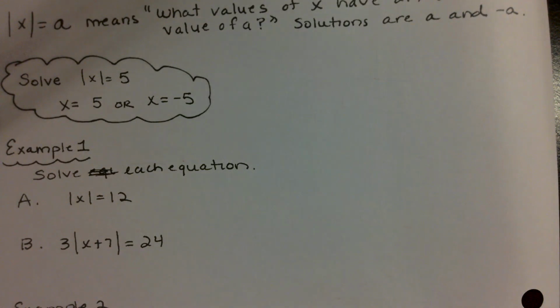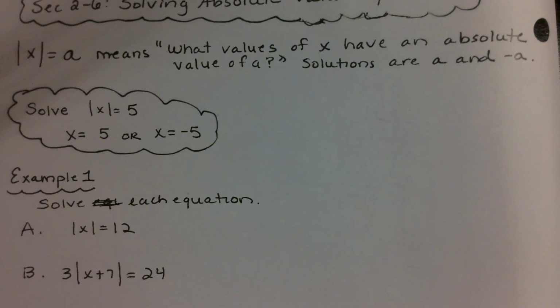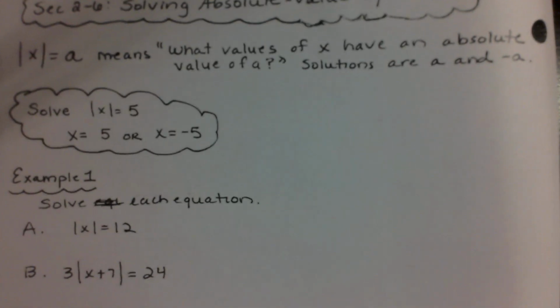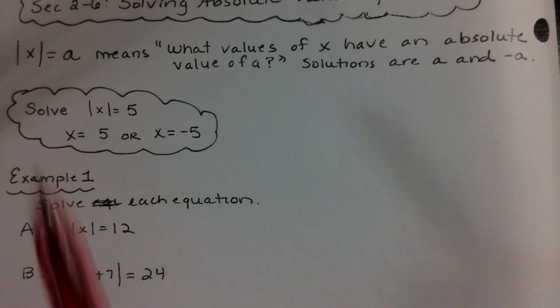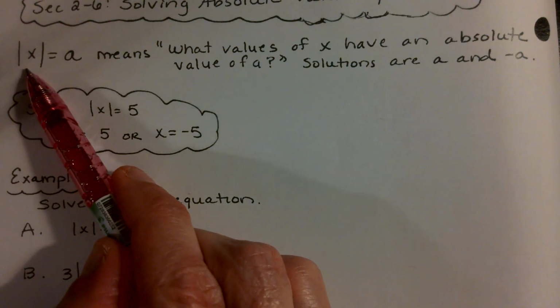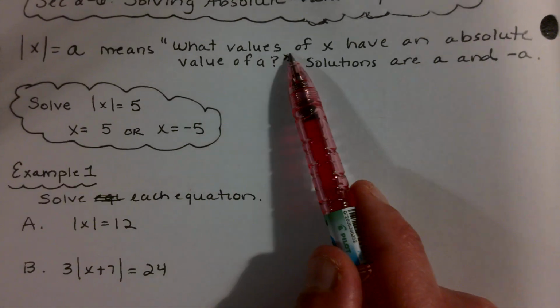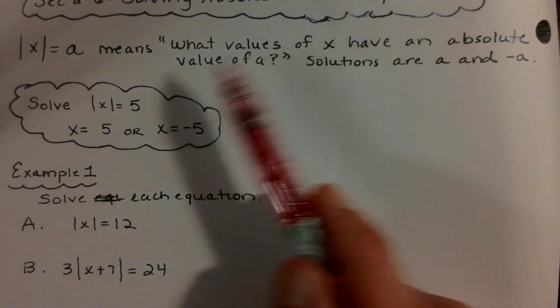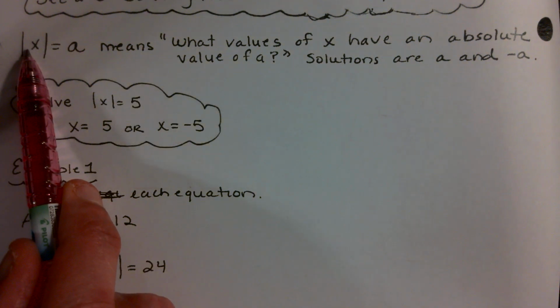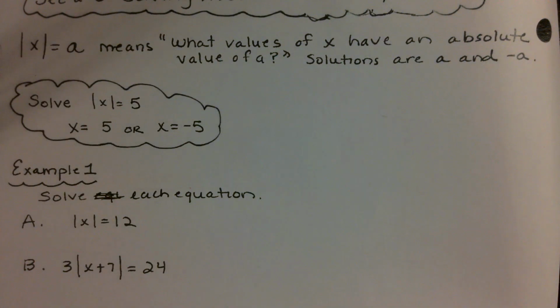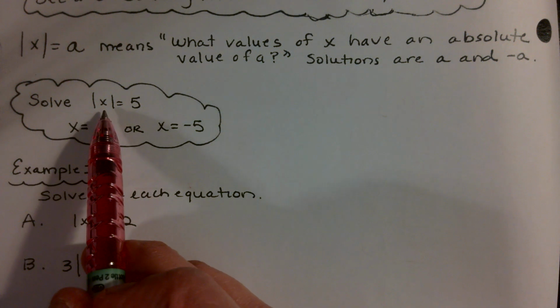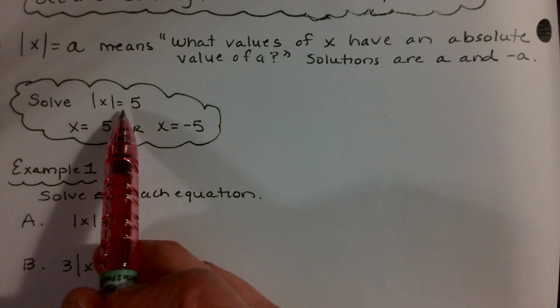Now, when we get to solving, some different rules come in. Let me see if I can sharpen that up a bit. So when we have the absolute value of the variable that we're solving for is equal to a, it means what values of x have an absolute value of a. Solutions are a and -a. So when we have, for example, the absolute value of x is equal to 5.